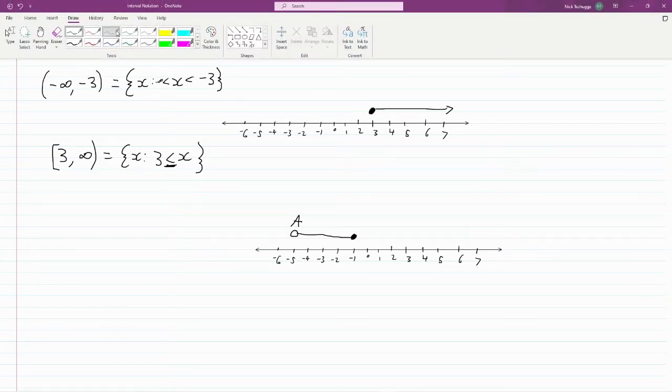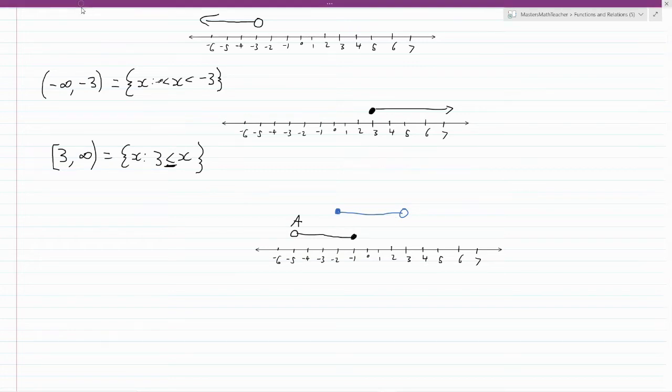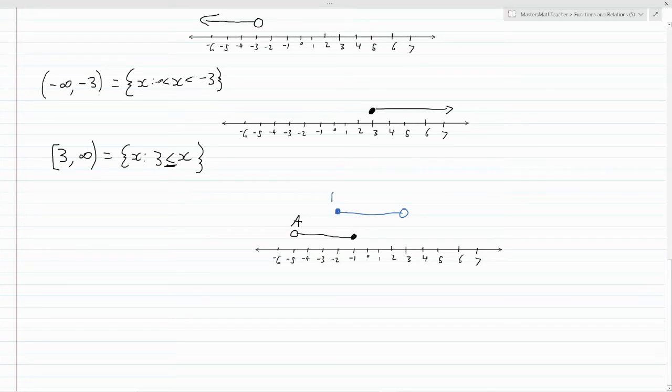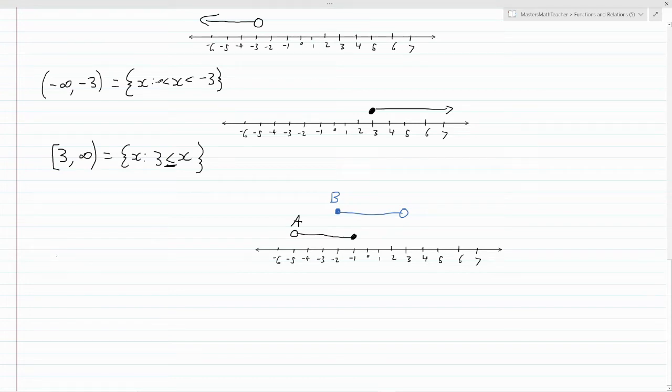And in a different color, I'm going to go from here with a solid dot to here with a hollow dot. Make that a little bit more hollow. I'll call that B. So what if I said, what is the set of A? Or what is the interval for A?